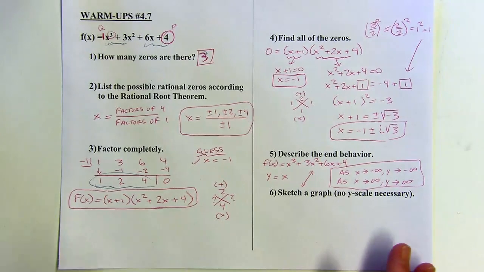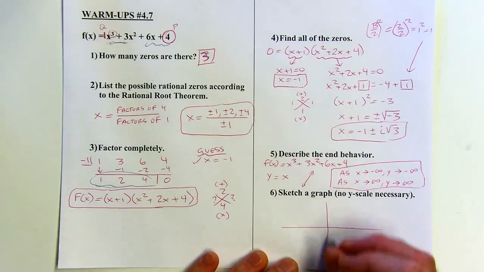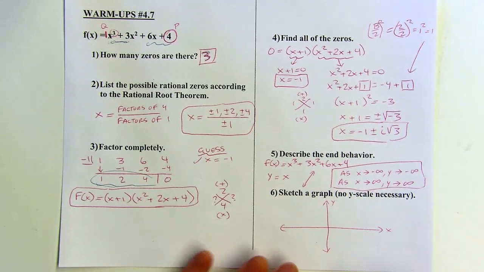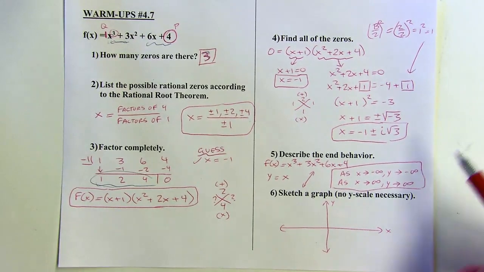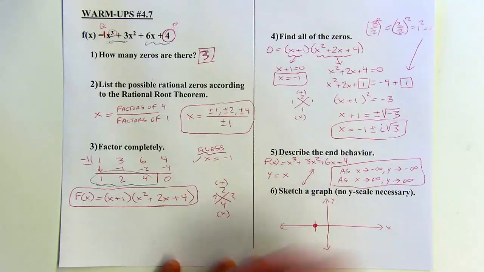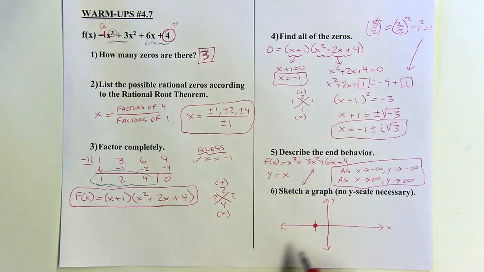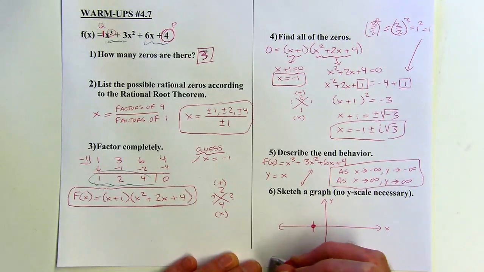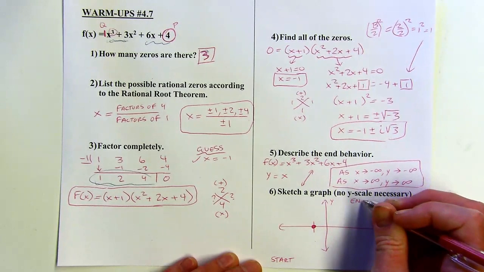Now, we're going to put all of this together to sketch a little graph. It says no y-scale necessary, and that means, well, I'll get to what that means in a second, but there's my x and y axis. So I know that I've got a 0 at -1, so that's an x-intercept, okay? And then I'm going to use this end behavior. So it's going to have the same end behavior as this. So I'm going to start, if I'm drawing my graph from left to right, I'm starting it down here, and on the other end, it's going to be going up.